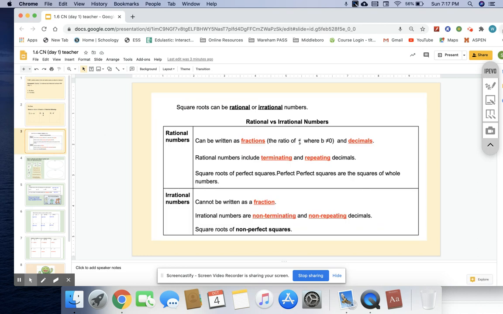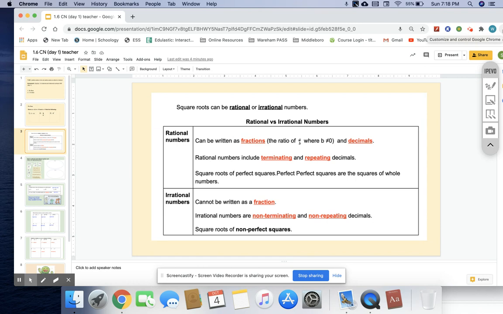Okay, so you want to take a second to write down these notes. Square roots can be rational or irrational numbers. Rational numbers can be written as fractions or decimals. Rational numbers include terminating and repeating decimals, and square roots of perfect squares. Perfect squares are the squares of whole numbers.